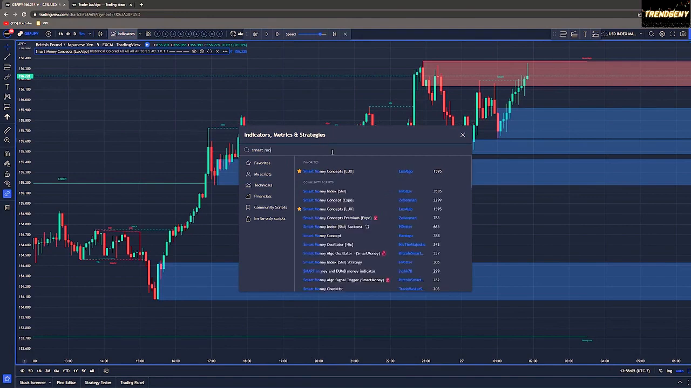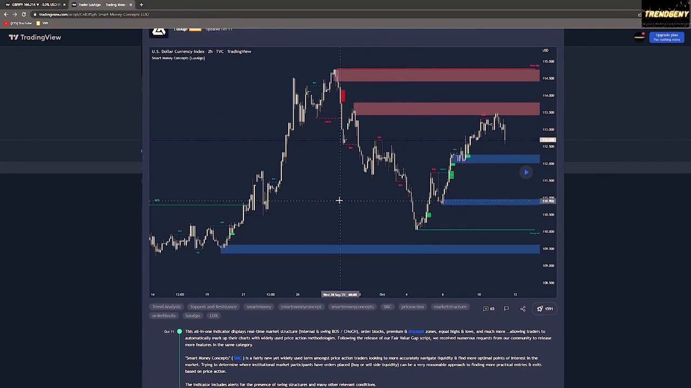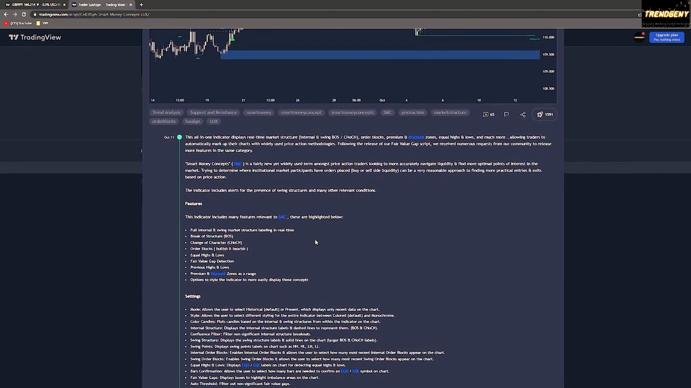First things first, we will pull up the indicator itself. All you need to do is search up Smart Money Concepts by LuxAlgo, and if we go to this page, you can check it out. I'll put the link down in the description below. There are a ton of different things on this indicator, and I suggest that you take the time to look through this yourself so you know exactly what everything means.